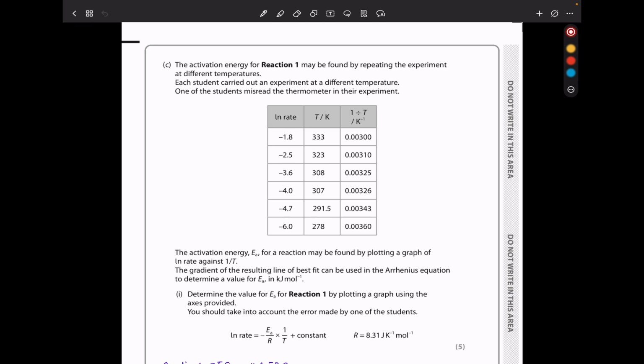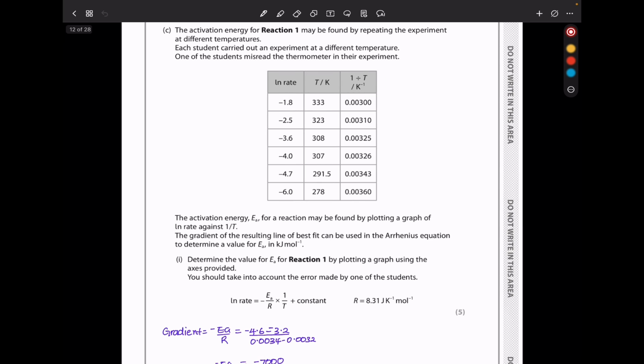In part C, the activation energy for reaction 1 may be found by repeating the experiment at different temperatures. Each student carried out an experiment at a different temperature. One of the students misread the thermometer in their experiment. So these are the results we have here.